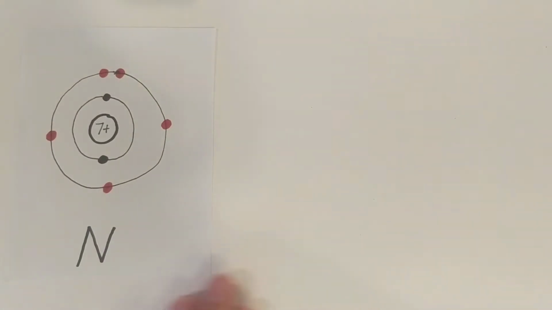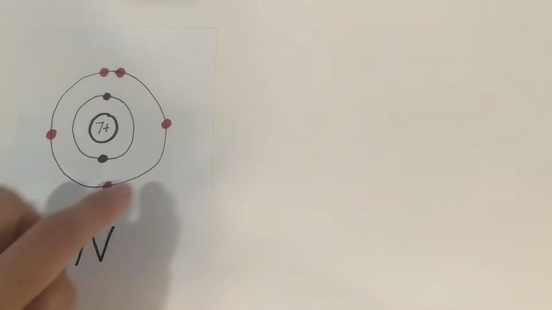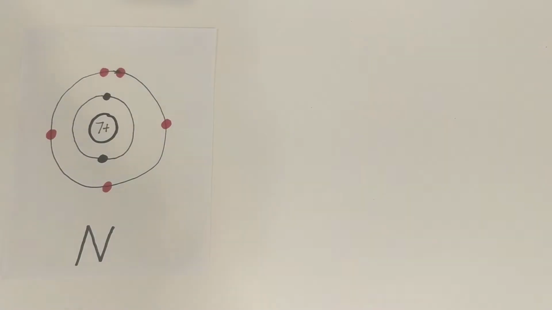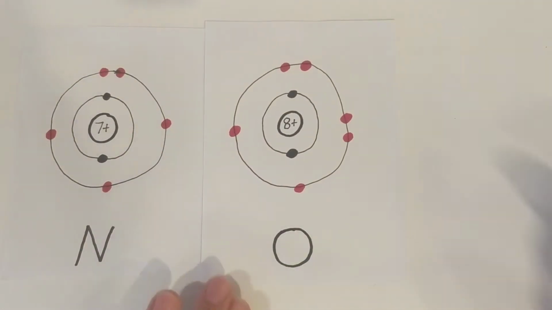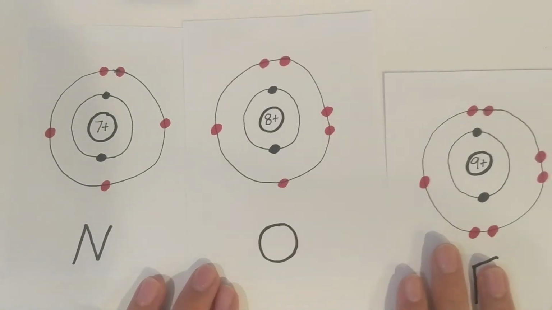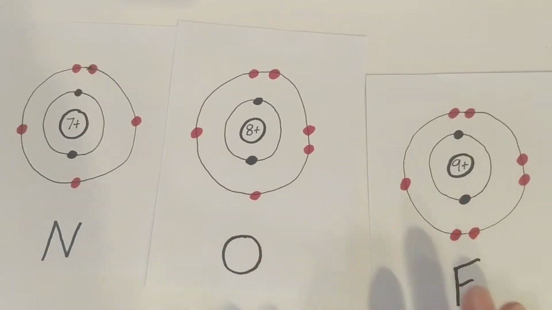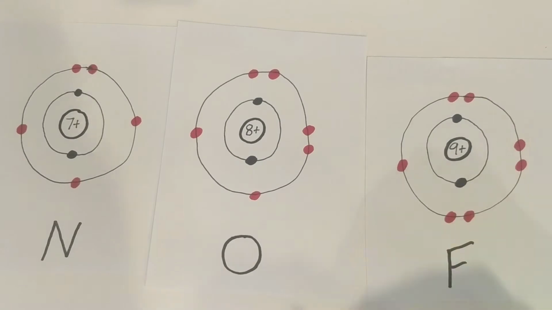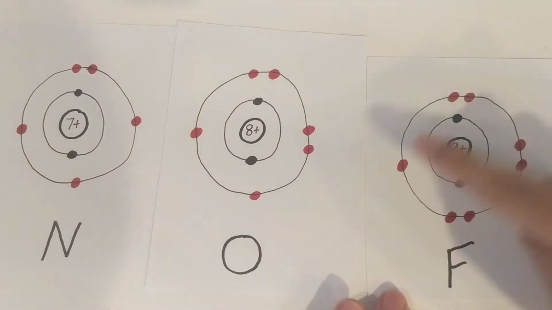So this would be nitrogen, and we can see it's got 5 valence electrons. Or oxygen with its 6 valence electrons. Or fluorine with its 7 valence electrons. So we may be very used to seeing images like this, but they're very time consuming to draw.